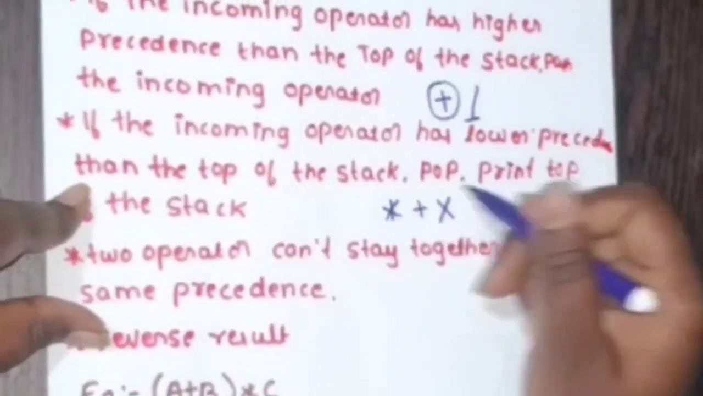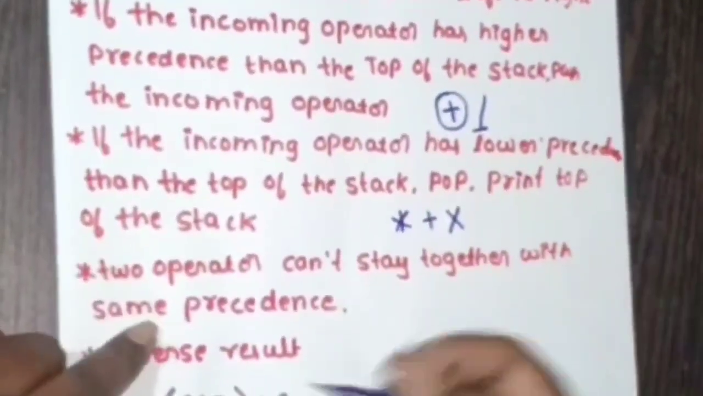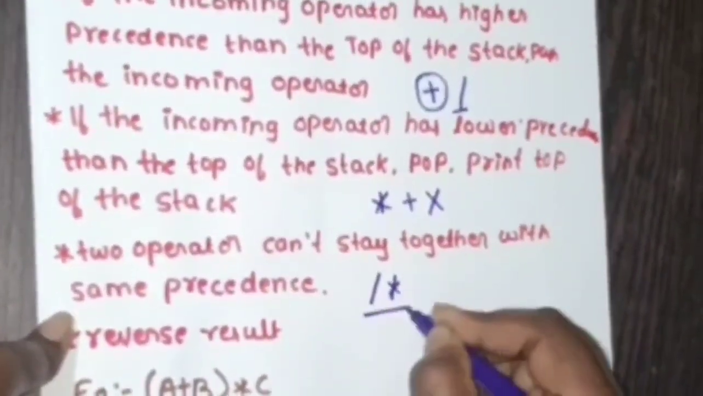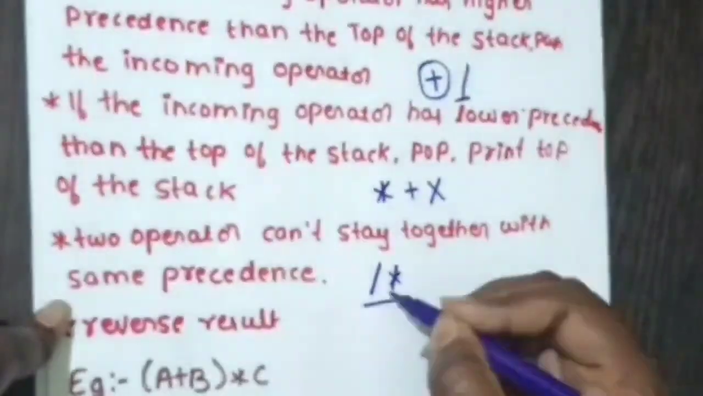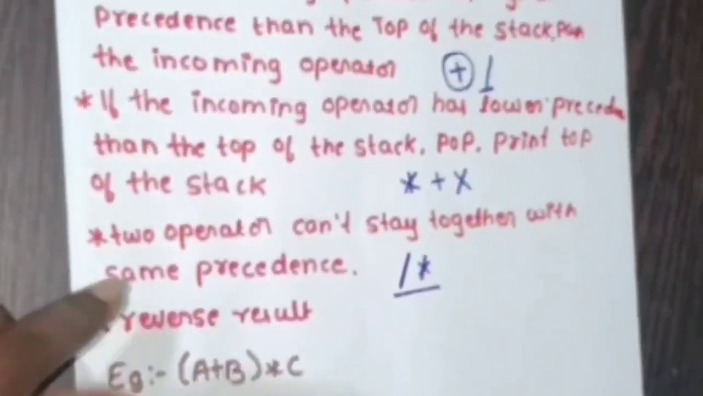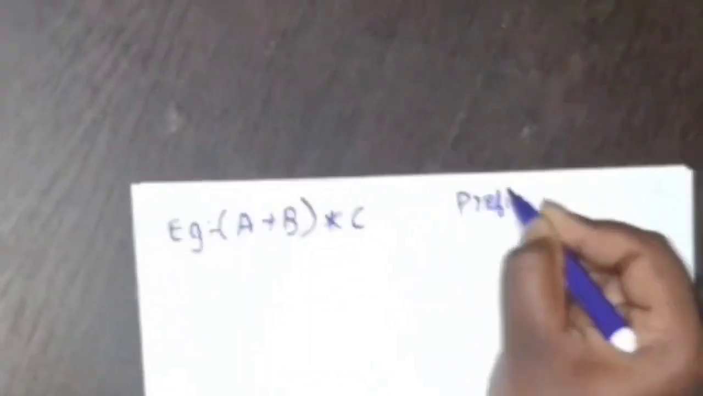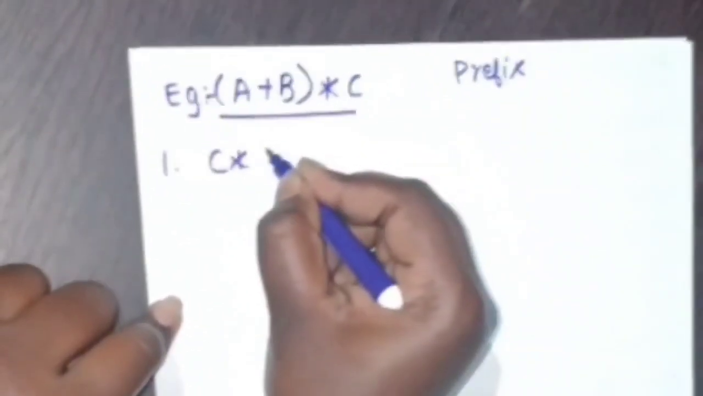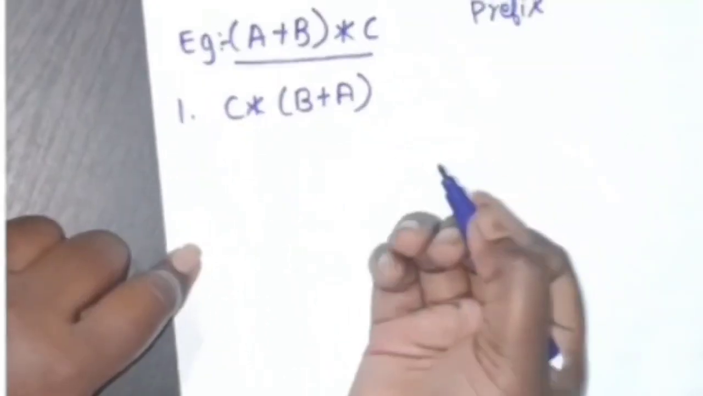So that time we need to pop out. Two operators can't stay together with same precedence. See here, these two operators have the same precedence. So they can't stay together. So we need to pop out this division symbol because left to right we need to follow. Okay. Now here we are going infix to prefix. So step 1, reverse the input. I am reversing the input. B plus A, this one. Okay. Here you will be having the doubt.